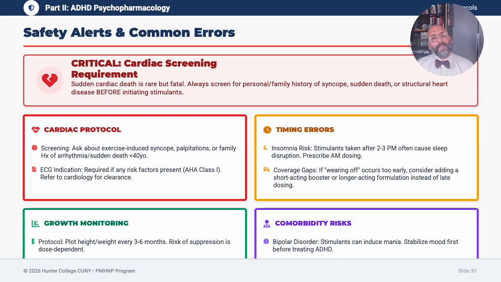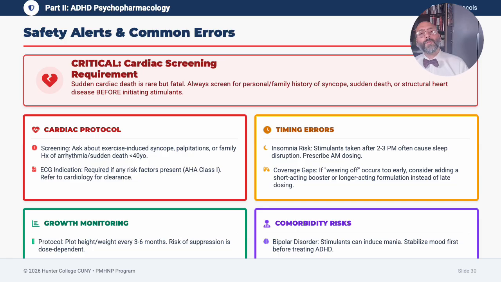The next thing is timing errors. One of the most common mistakes as clinicians is dosing stimulants too late in the day. If a stimulant is taken after 2 to 3 p.m., insomnia is predictable. So when families report sleep problems, the fix is rarely add melatonin. The fix is move it earlier in the day. Now, if a medication is wearing off too early, don't go pushing dosing later. Instead, consider a longer acting formulation or a short acting booster earlier in the afternoon.